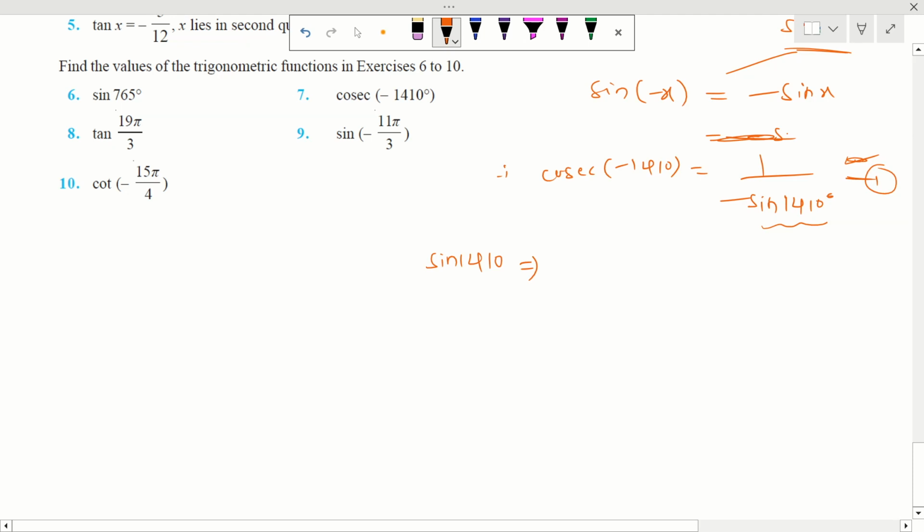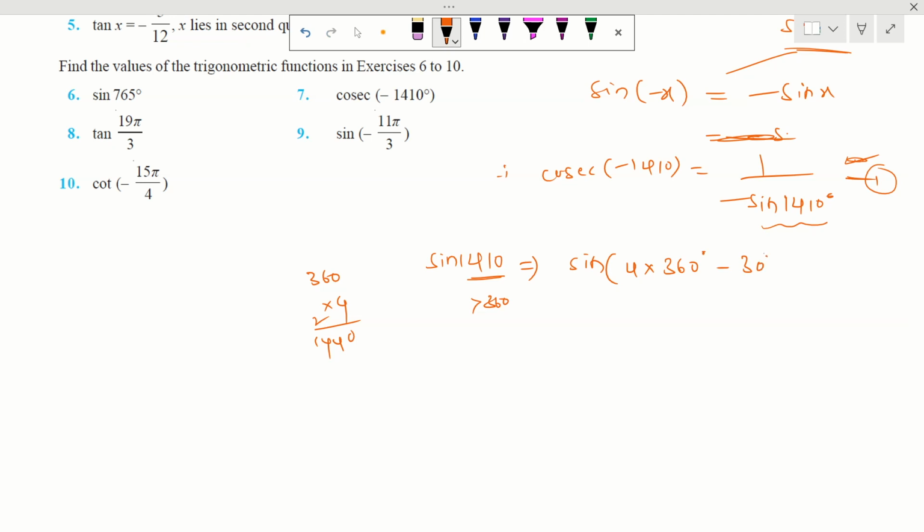So sine 1410 we need to find. How do we write this in a quadrant? We know that this is greater than 360. So how many times will we take 360? 360 into 4 times: 4 6 is 24, and 4 is 14. Then we can take 4 into 360 degrees plus minus 30 degrees. I will write minus 30. It is 1440, and 1440 minus 30 is 1410.